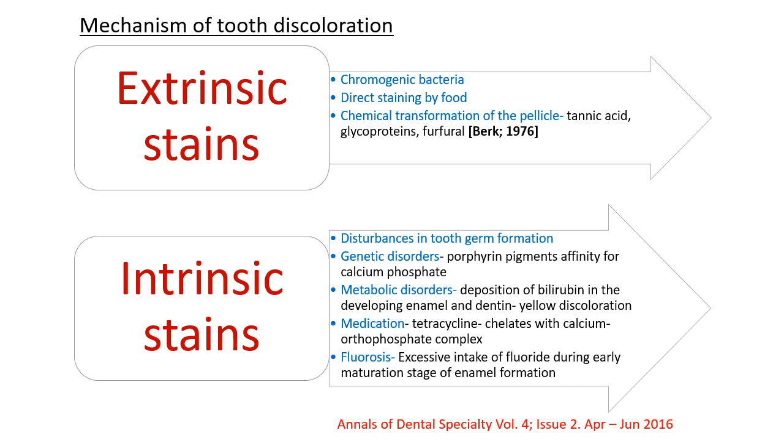It could be because of any metabolic disorders such as deposition of bilirubin in the developing enamel and dentine. Then it could be primarily because of any medication, that is tetracycline stains that are seen. Then fluorosis, that is excessive intake of fluoride during the early maturation stage of enamel formation.